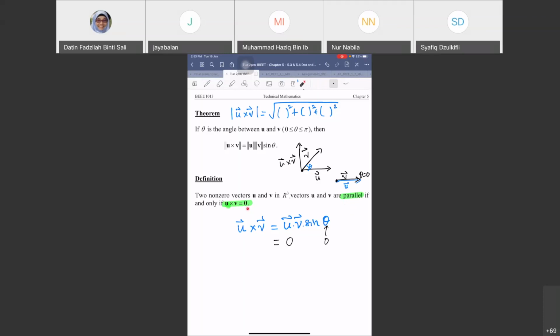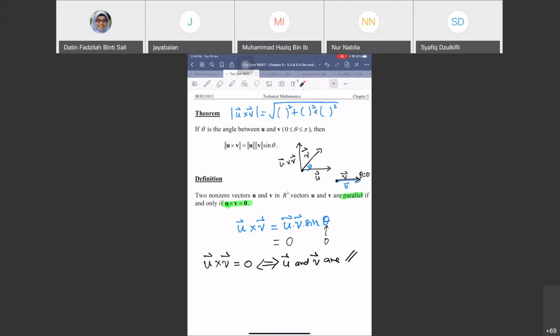So when the cross product equals 0, it means u and v are parallel, and it can actually go vice versa. That means the statement can go like this: u cross v equals 0 if and only if u and v are parallel. Or you can say u and v are parallel vectors if and only if the cross product equals 0. So this is an important concept when it comes to the cross product.